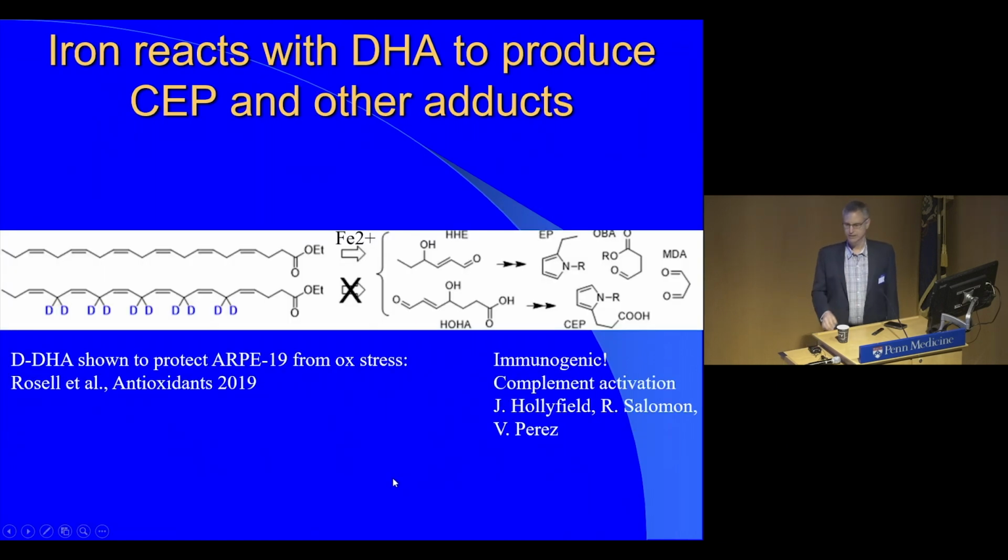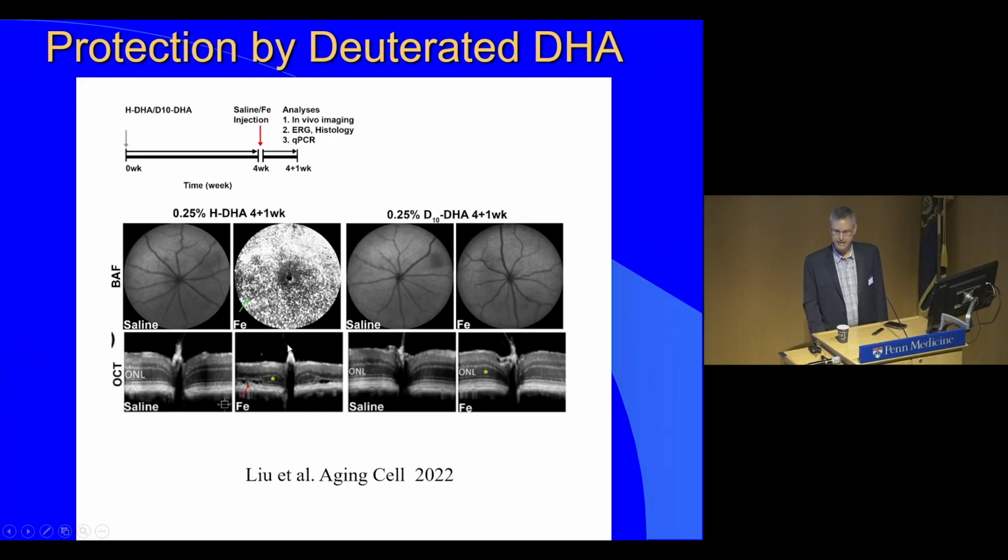So how do we prevent this? Well, here's DHA, the structure of it, and this schematic shows that it's reacting with ferrous 2+ iron to produce these toxic products like CEP. But if DHA is modified so that the non-radioactive isotope of hydrogen, deuterium, is substituted for hydrogen, then it's much harder to oxidize the DHA, and yet it still functions normally. Giving this to mice in their diets does not cause any problems with their viability, their behavior, their vision, the structure of their retinas. However, it's protective.